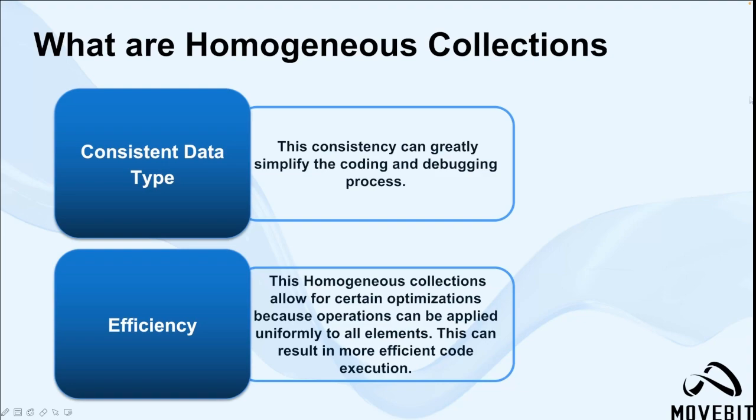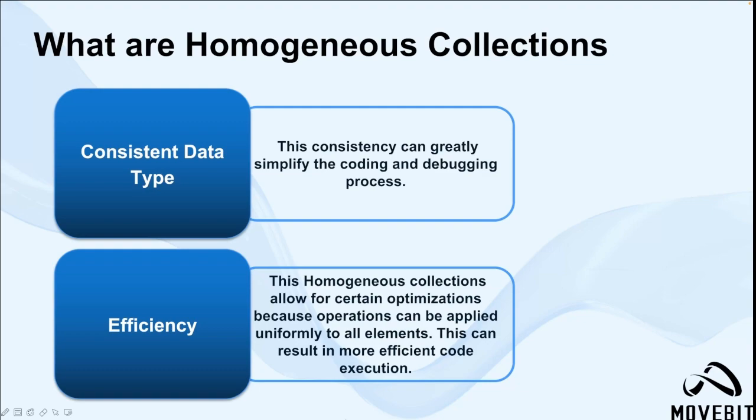So what are the homogeneous collections? Those are a type of data structure where all the elements are of the same type. The term homogeneous comes from the Greek words for same and kind, signifying that all elements in the collection belong to the same kind of type. Here are a couple of key points of homogeneous collections.